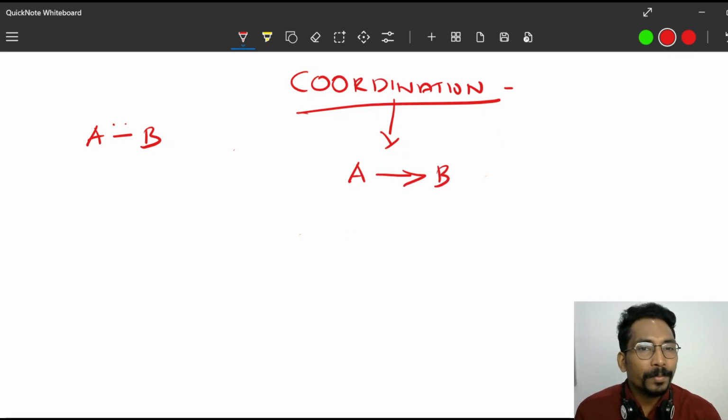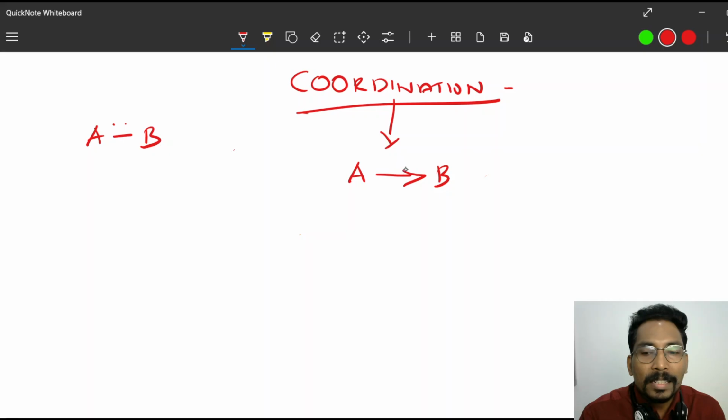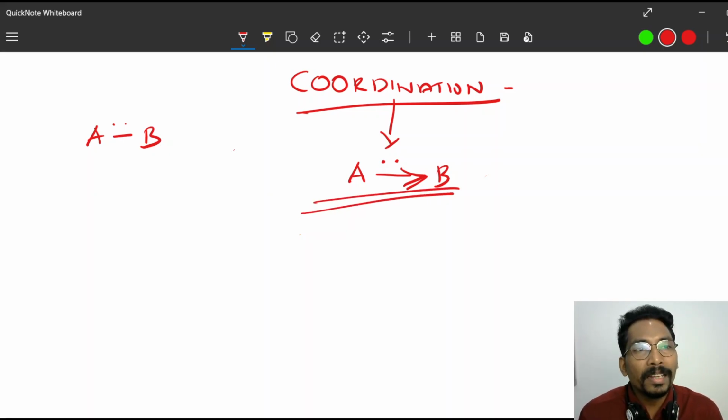A, B, two components are there. You can see one single headed arrow here. What does this arrow mark indicate? That means only one of the participants will be sharing electrons. If I mention two electrons here, the meaning of this particular bond is that both of these electrons are shared by A only. So coordinate bond is like this.